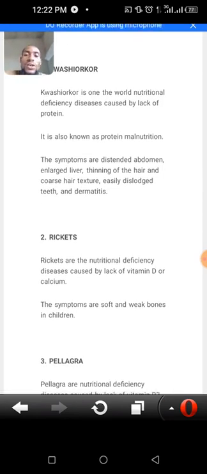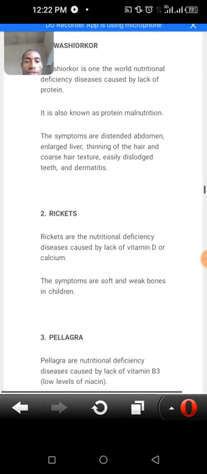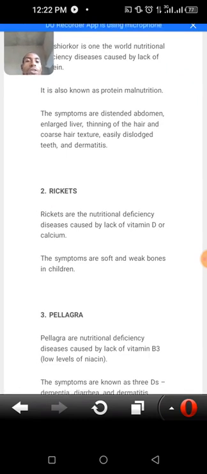Then we also mentioned rickets. Rickets is a nutritional deficiency. I said they are caused by lack of what? Vitamin D, or lack of what? Calcium in the body. So the symptoms could be what? Weak bones, bow legs, thin bones, etc.